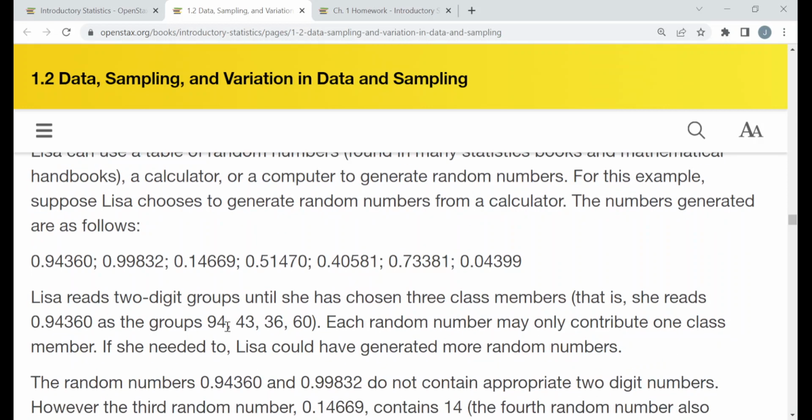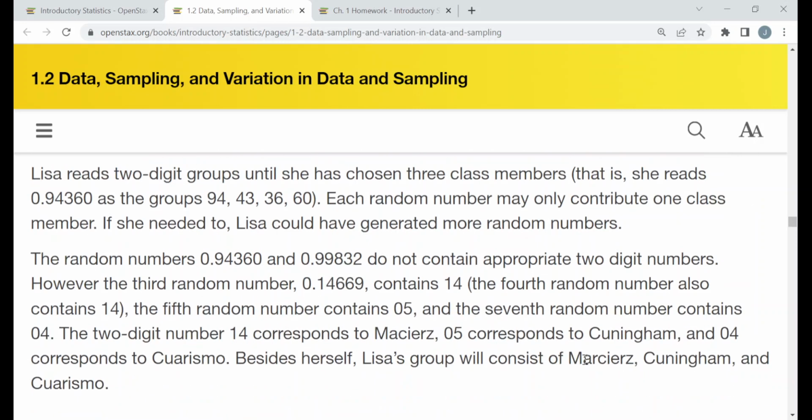So 9, 4, 4, 3, 3, 6, 6, 0. Each random number may only contribute 1 class member. If she needed to, Lisa could have generated more random numbers, but random number generation is another way to produce a simple random sample, because it's pretty much the technological equivalent of picking names out of a hat.